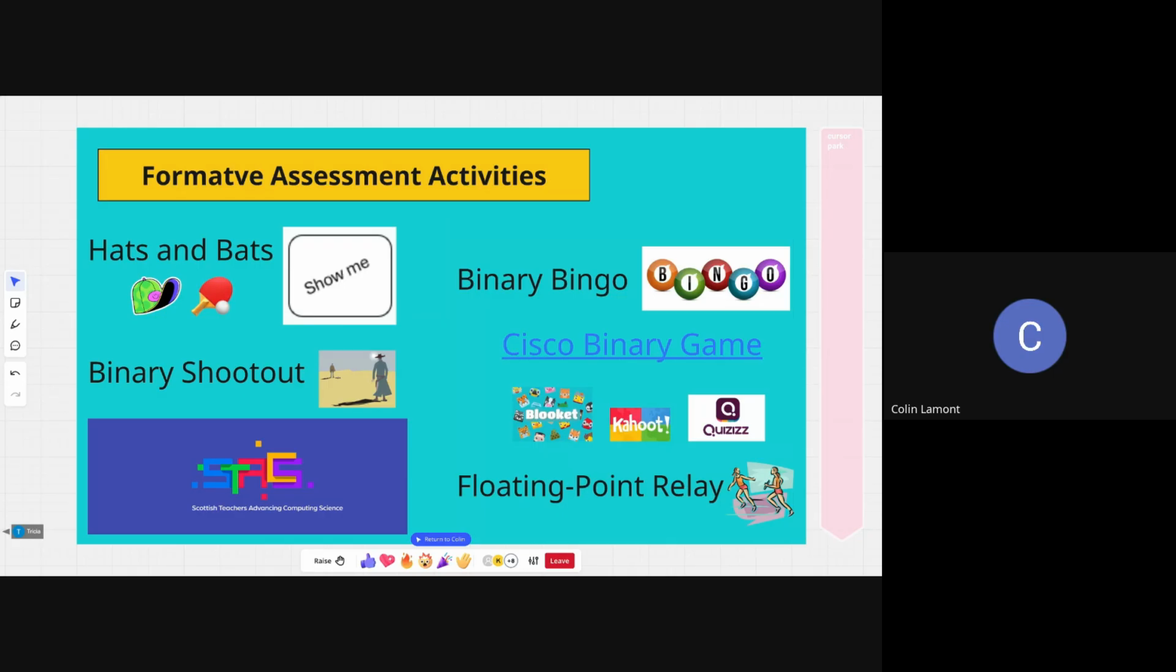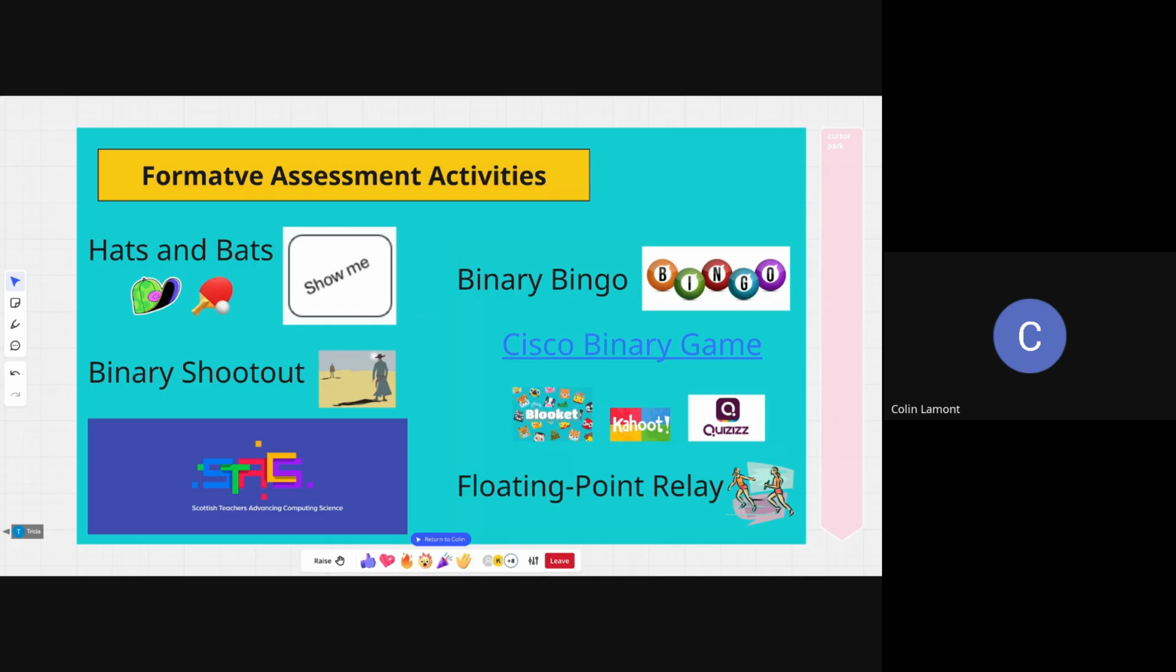Sticking with that kind of binary theme, many of you have tried some sort of version of binary bingo. There's loads of online resources out there that you can download and you can print out. Alternatively, you can make your own binary bingo cards. There's loads of online binary games as well. So the Cisco one, there's a link for it there. It's quite good. There's plenty of Blookets and Kahoots and quizzes that you can use.